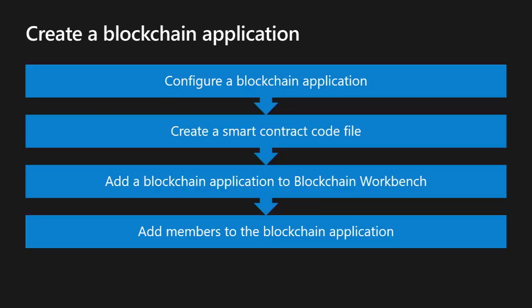So what do you do if you have your deployment completed? How do you create your Workbench blockchain application? It's a matter of 4 steps. You configure it. This configuration is done in a JSON file. The JSON file contains metadata on the various items of your application.